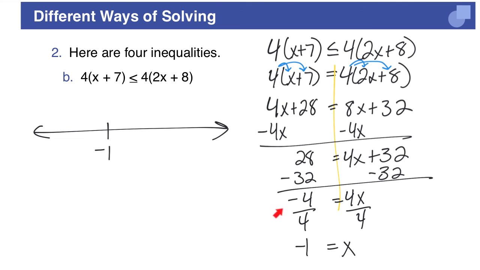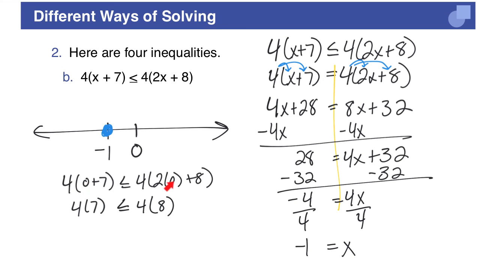When I solved it, went through all these steps, I got x equals negative 1. Remember, that's my boundary, so I'm going to put that on the number line. I'm going to put a closed circle on this because my inequality is less than or equal to. So I want to include negative 1, so I'm going to make it a closed circle. Now I'm going to pick something to test. I'm going to pick 0. That's on that side of negative 1.